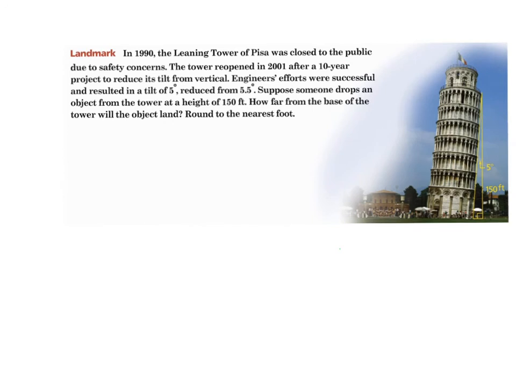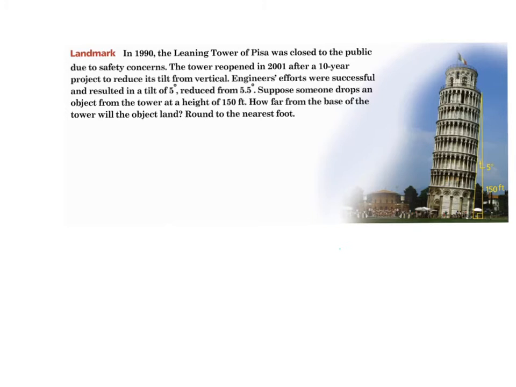Alright, our next example here says, in 1990, the Leaning Tower of Pisa was closed to the public due to safety concerns. The tower reopened in 2001 after a 10-year project to reduce its tilt from vertical. Engineers' efforts were successful and resulted in a tilt of 5 degrees, reduced from 5.5 degrees. Suppose someone drops an object from the tower at a height of 150 feet. How far from the base of the tower will the object land?